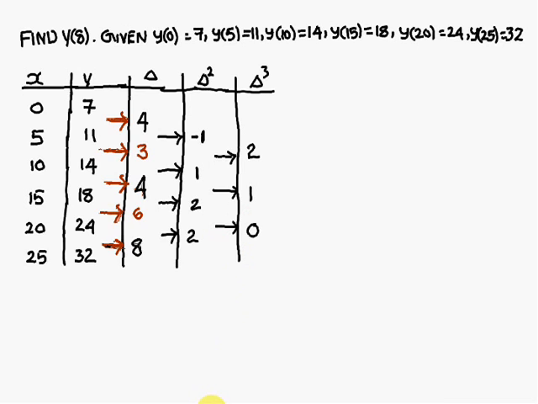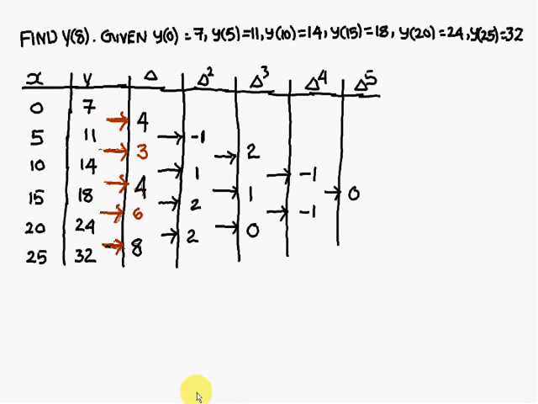Okay, so next, fourth difference: 1 minus 2, it is nothing but minus 1, I am writing here. Similarly, 0 minus 1, I am writing minus 1 here. Okay, so next, minus 1, again minus of minus 1, it is plus 1, minus 1 plus 1, it is 0. So the fifth difference is 0. So this is the first step: you have to construct a difference table like this.